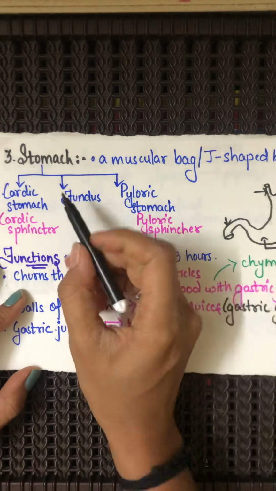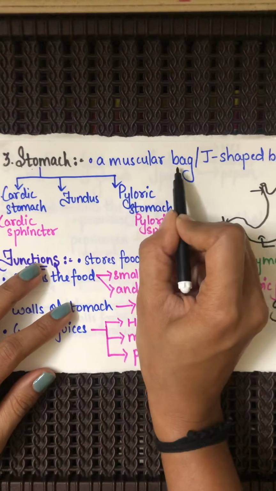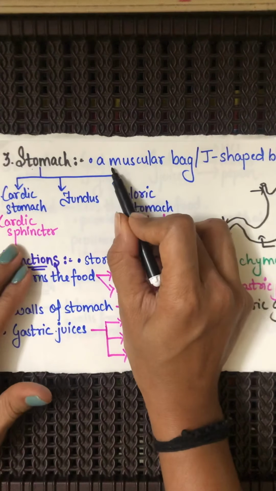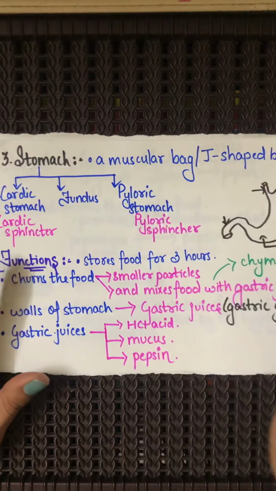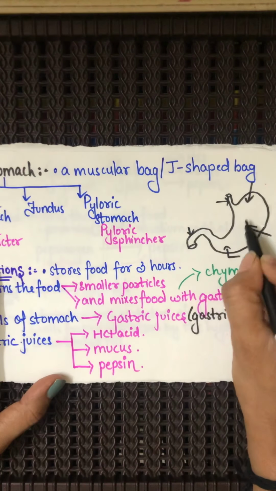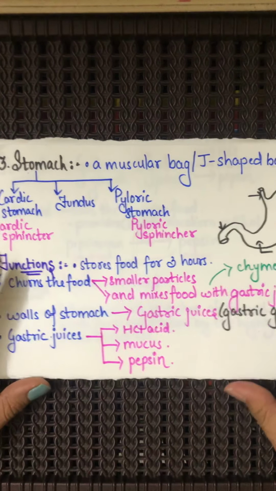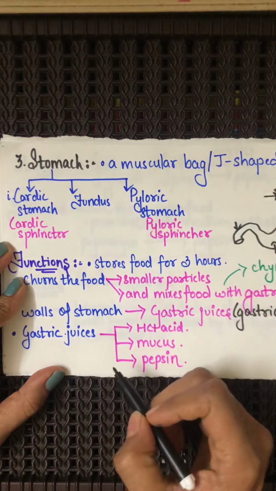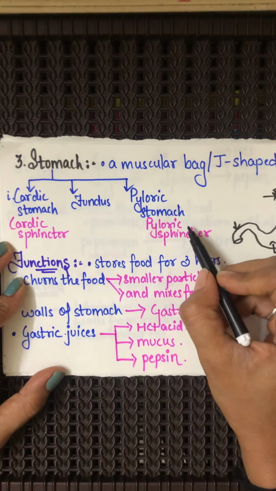Now here, the stomach is nothing but a bag. It is a muscular bag. Its wall is made up of 4 different kinds of muscles and therefore it is termed a muscular bag. The stomach is a muscular bag or J-shaped bag. Can you see over here in the diagram? Yes. Now, talking about the stomach, the stomach is basically divided into 3 parts. The cardiac stomach, the fundus and the pyloric stomach.